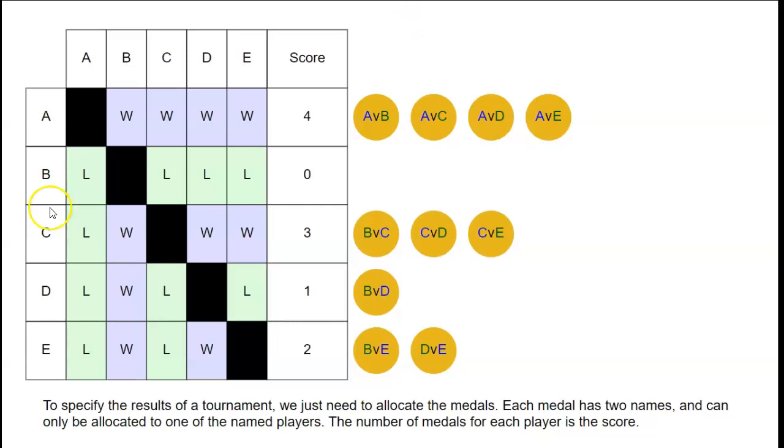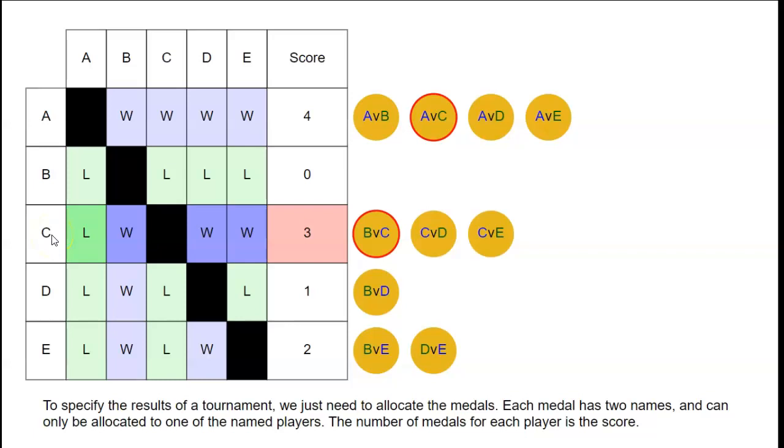So for example, for C and D we have this medal here which says C versus D on it, and for A versus E we've got the A versus E medal here. And then to describe the results of the tournament we just have to say who gets every medal. Okay, so here player A wins every match, and so player A gets these 4 medals: A versus B, A versus C, A versus D, A versus E. B loses every match and so doesn't get any medals at all.